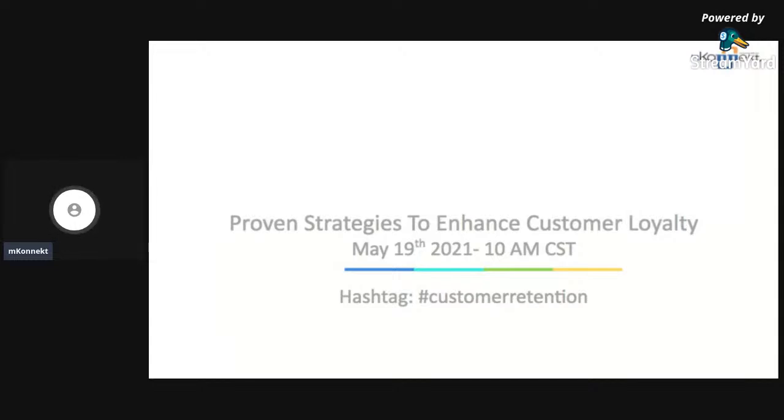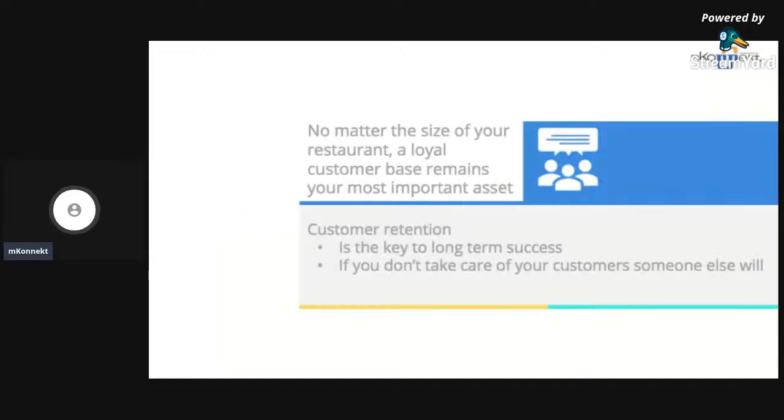Again, this month's topic is how restaurants can implement and how they can actually make sure that their loyalty programs are successful. We will be talking more in terms of how they should monitor it and what kind of strategies restaurants have to implement in order to make sure that they're getting a better return on investment on their loyalty program. When we talk about loyalty programs, it's all about customer retention.